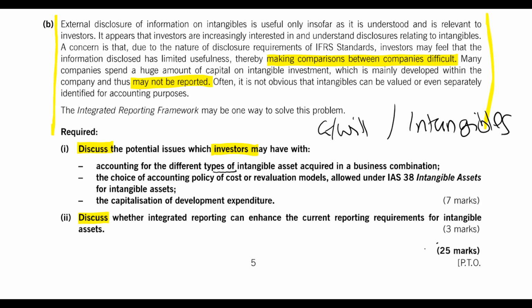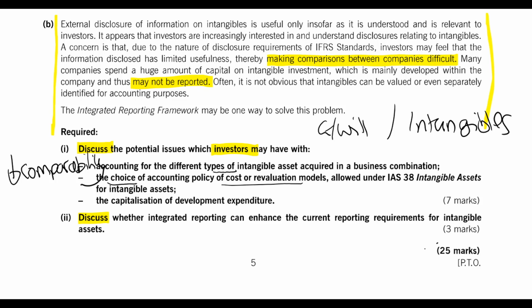Secondly, the question talks about a choice, that there is a choice of accounting policy between cost or revaluation. What do I think about choice? From an investor's perspective, maybe choice reduces comparability, because some companies will do it and some companies won't revalue their intangible assets. And comparability is an enhancing characteristic of useful information. You could argue, however, that IAS 38 does require there to be an active market in the intangible, so actually not many companies will revalue their intangibles.